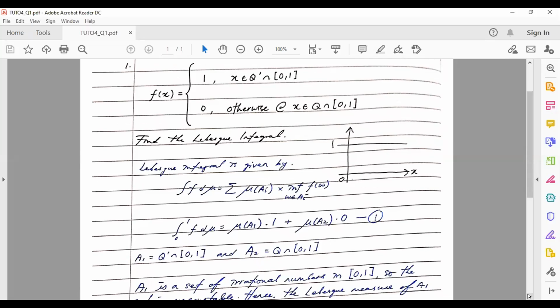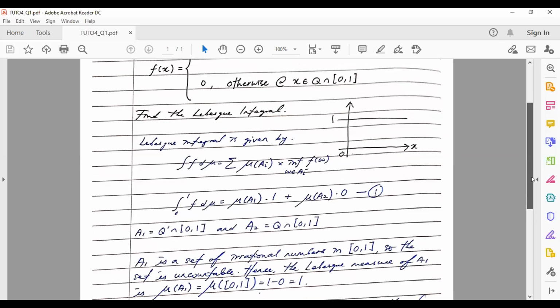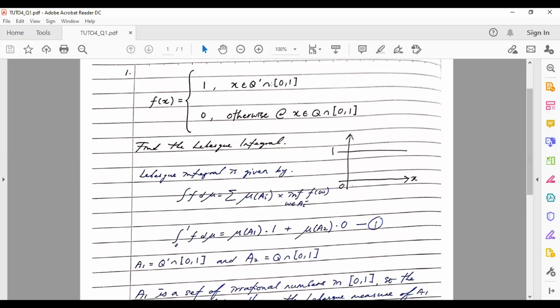Question 1 asks us to find the Lebesgue integral of the function f(x) equal to 1 if x is an irrational number and f(x) equal to 0 otherwise, or we can say if x is a rational number, over the interval 0 to 1. So the Lebesgue integral is given by the formula below. And we know that the infimum of the function f(x) equal to 1 is 1 and f(x) equal to 0 is 0, since it's just a constant line, right? So now we need to find the Lebesgue measure of these two sets.